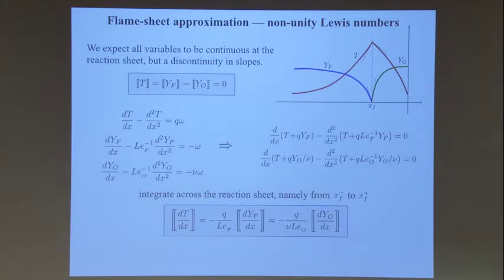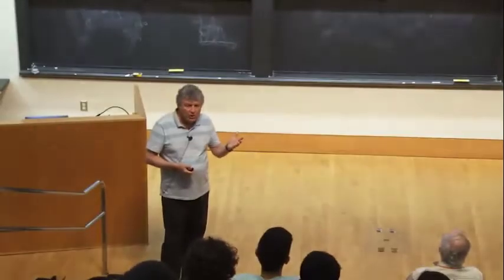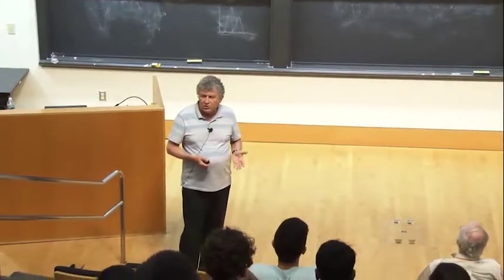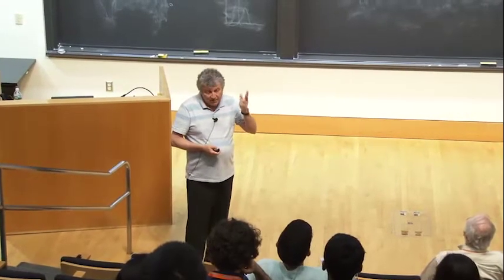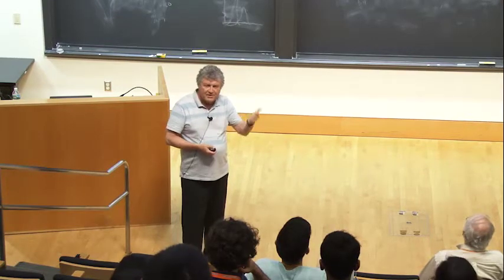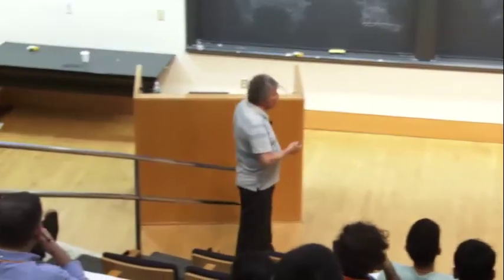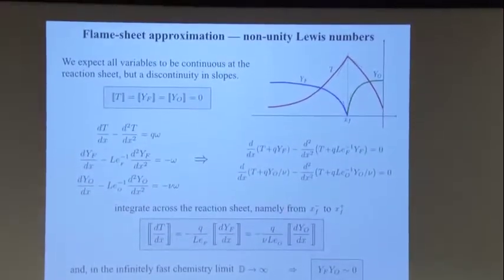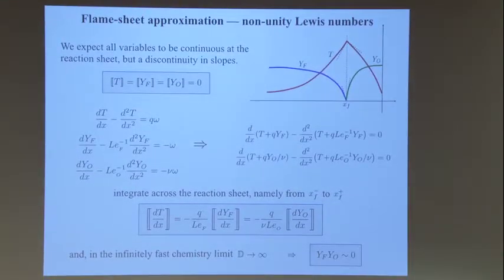Anyway, what we have here is 1, 2, 3 relations, 4, 5. There are only 2 relations here. We have a 3-equation, second-order system, so a sixth-order system, but we have 7 unknowns because we also don't know where the reaction sheet is. So we need 2 more conditions, but that was the idea of Burke and Schumann: YF is 0, or YO is 0, on one side or the other. That adds 2 more conditions, and we can solve the problem for any configuration you like. The only question is solving the differential equation.